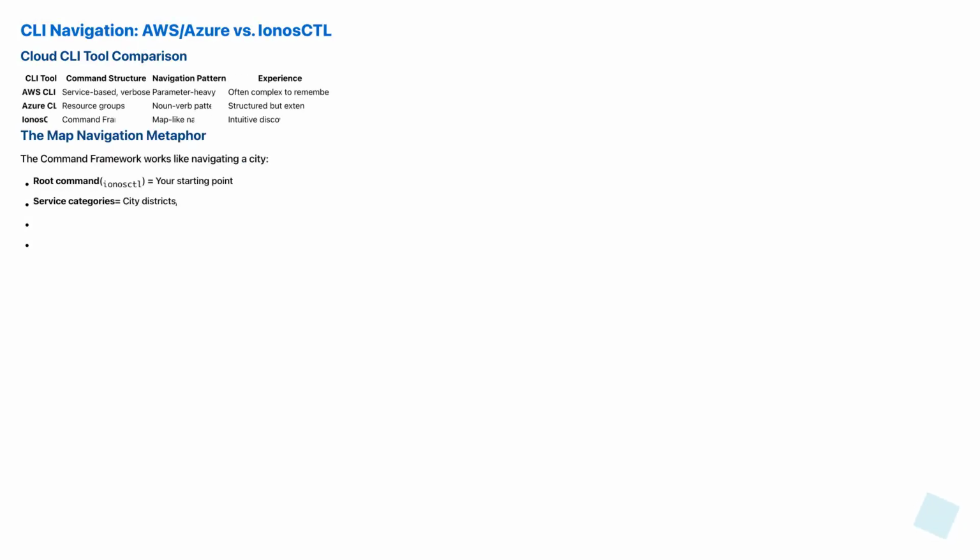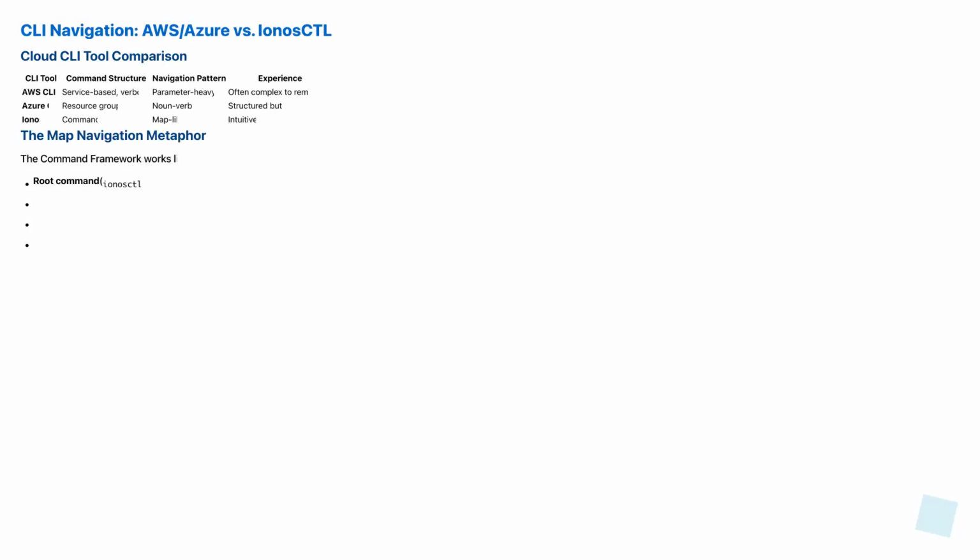So I've been setting up this new project with Ionosctl, and I keep hearing about it. Coming from mostly AWS and Azure CLI tools, I'm curious about the command structure. Is there something specific about how the commands are organized that I should understand before diving in?